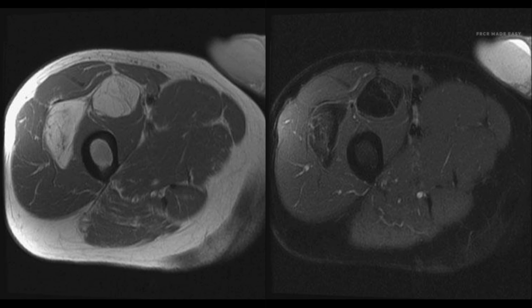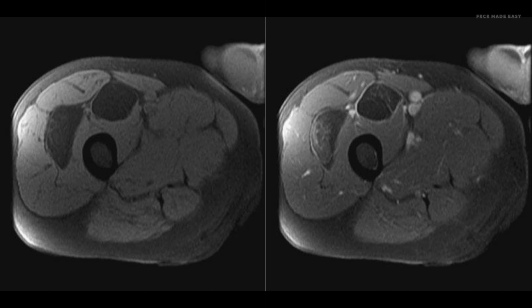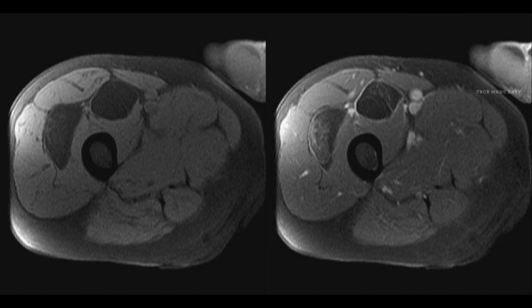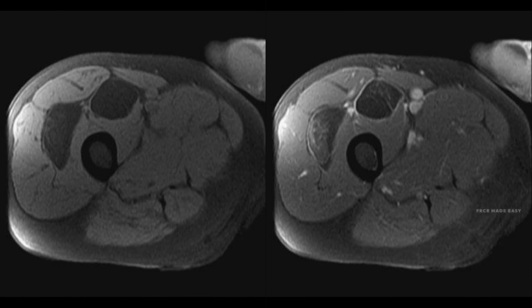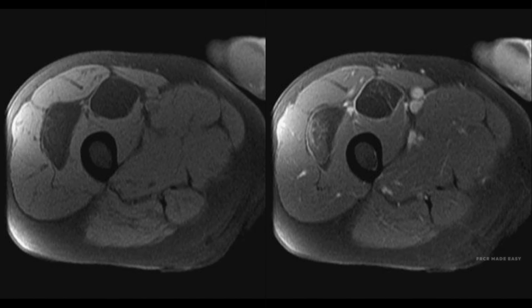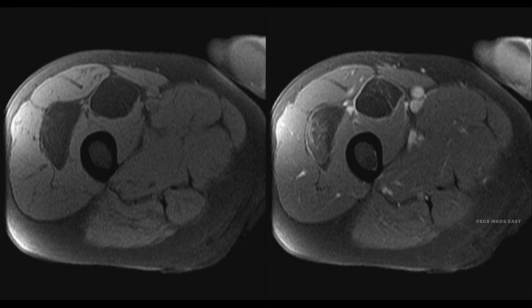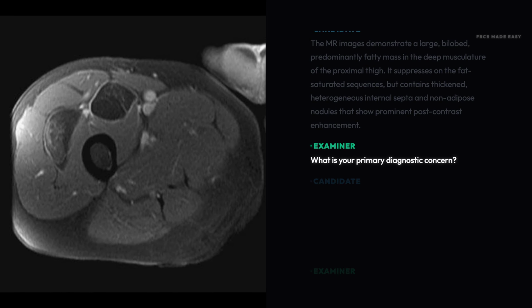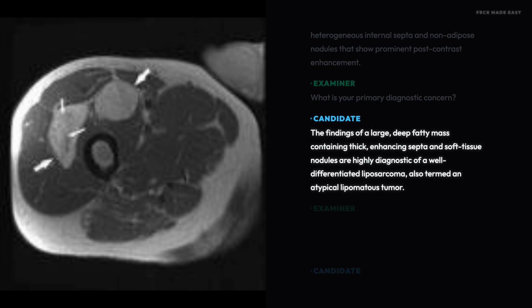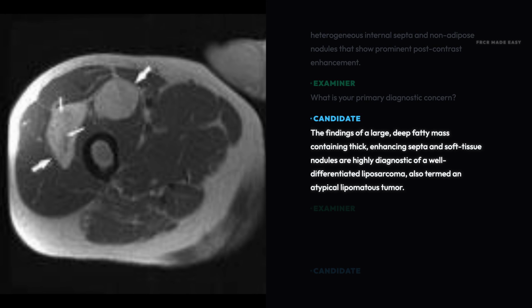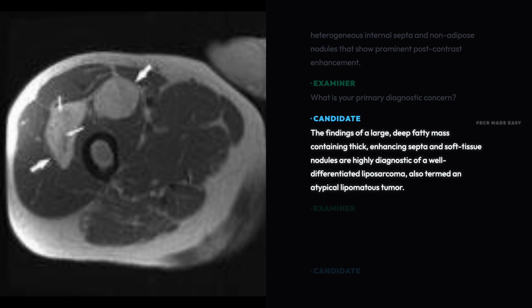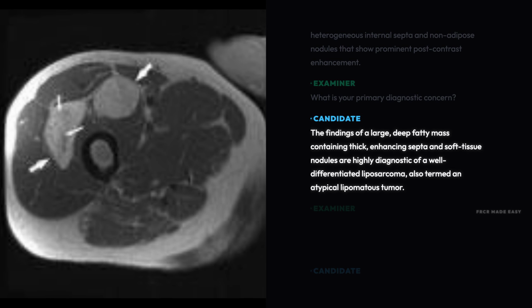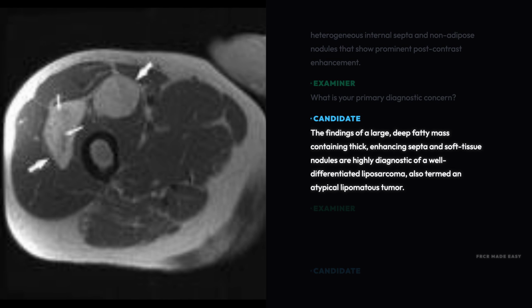the proximal thigh. It suppresses on the fat-saturated sequences, but contains thickened, heterogeneous internal septa and non-adipose nodules that show prominent post-contrast enhancement. What is your primary diagnostic concern? The findings of a large, deep fatty mass containing thick, enhancing septa and soft tissue nodules are highly diagnostic of a well-differentiated liposarcoma, also termed an atypical lipomatous tumor.